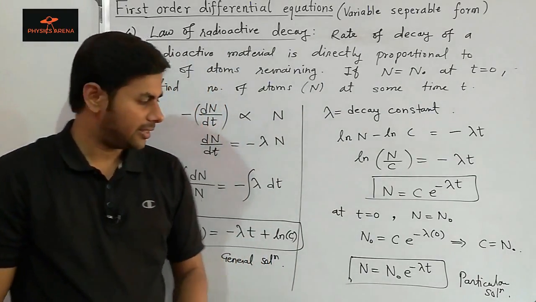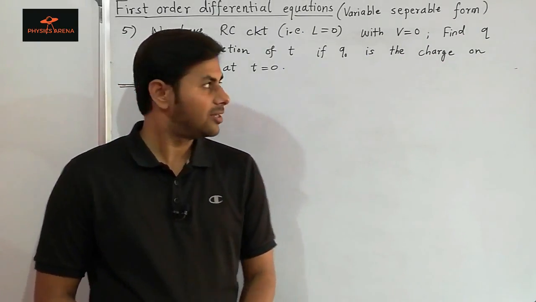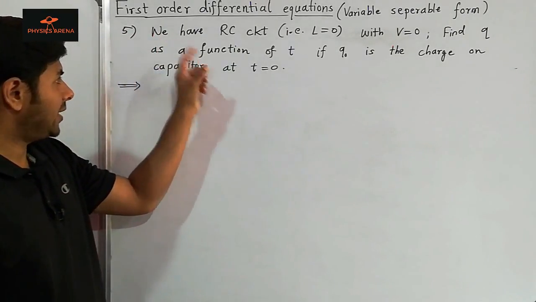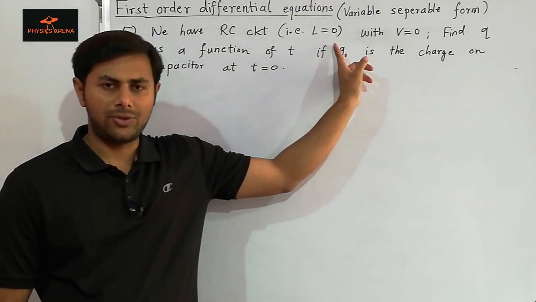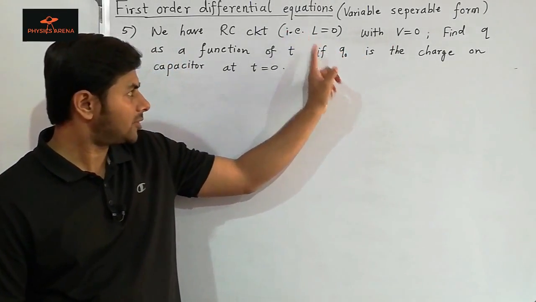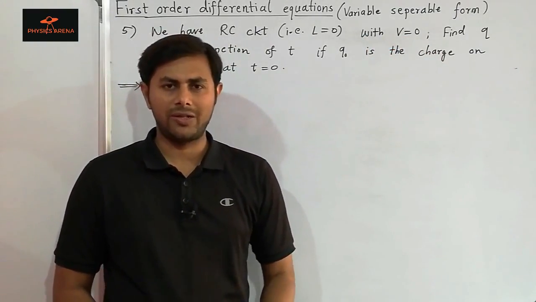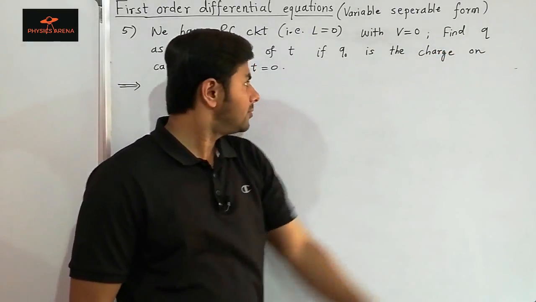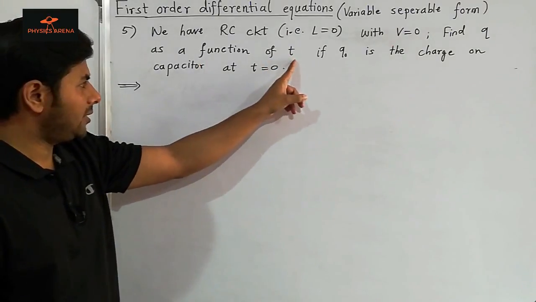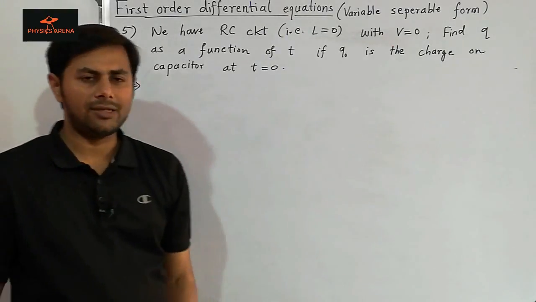Okay, so now let's see another example. Let's see this last problem for today, and it says we have an RC circuit, that is L equals 0. So we have inductance equal to 0 with V equals 0. So we are not giving any potential difference to the circuit. Find Q as a function of t if Q naught is the charge on the capacitor at t equals 0.